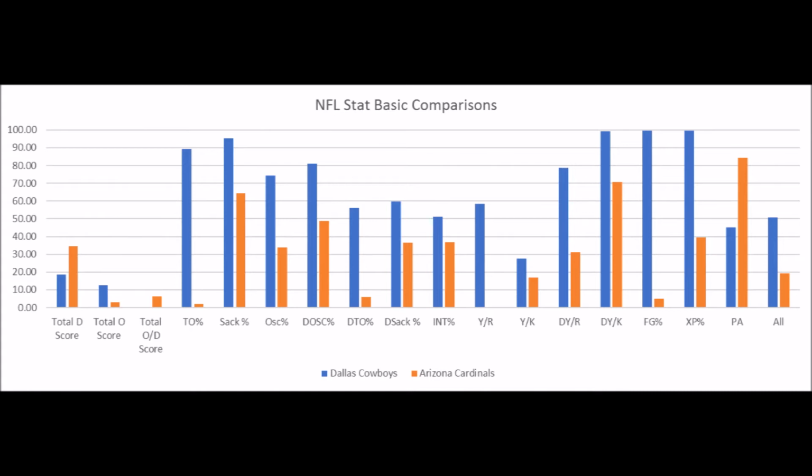On defense, the Cowboys have been a little bit better in terms of preventing scores from happening, whereas the Cardinals have been kind of average in that area. When it comes to defensive turnovers, the Cowboys have been better. When it comes to sacks, the Cowboys have been better. When it comes to interceptions, the Cowboys have been better.